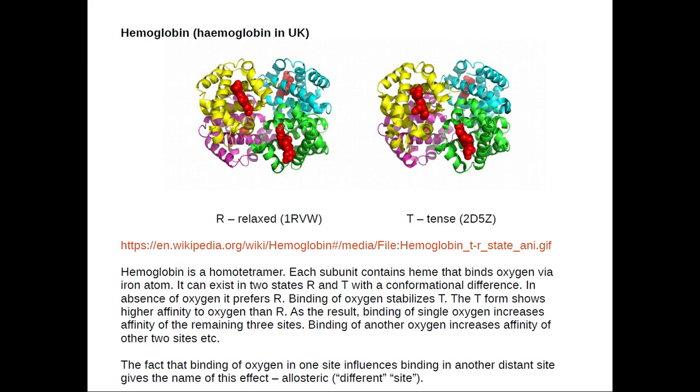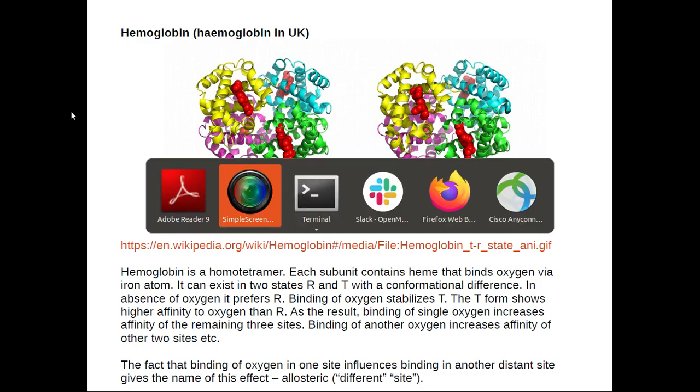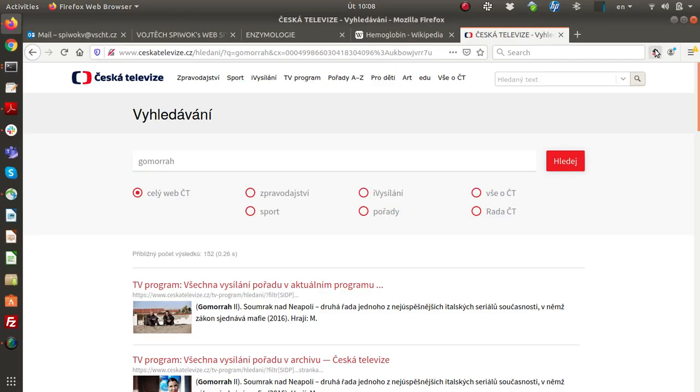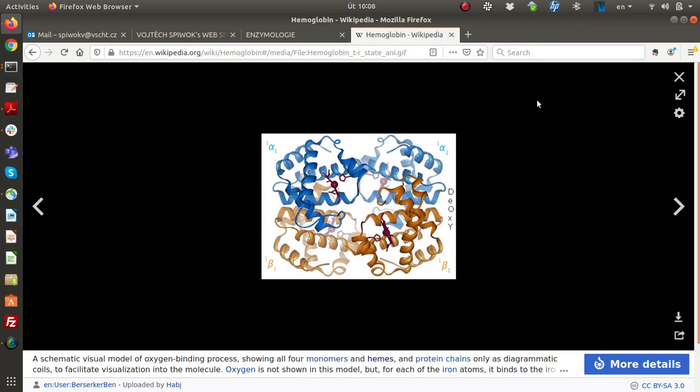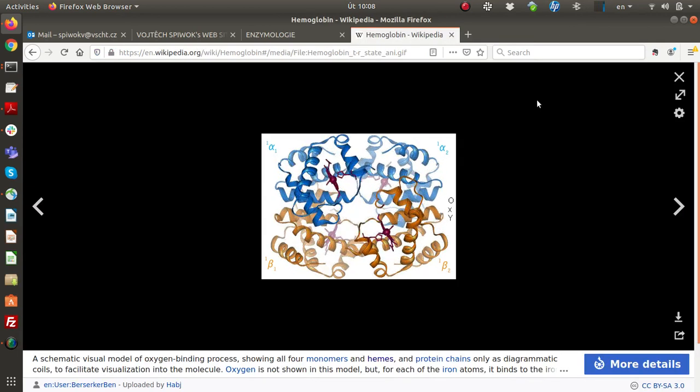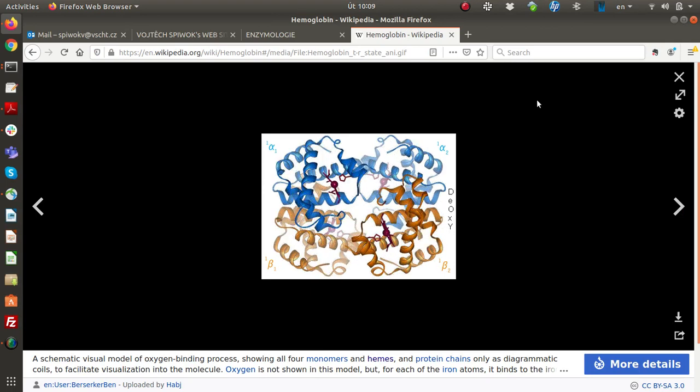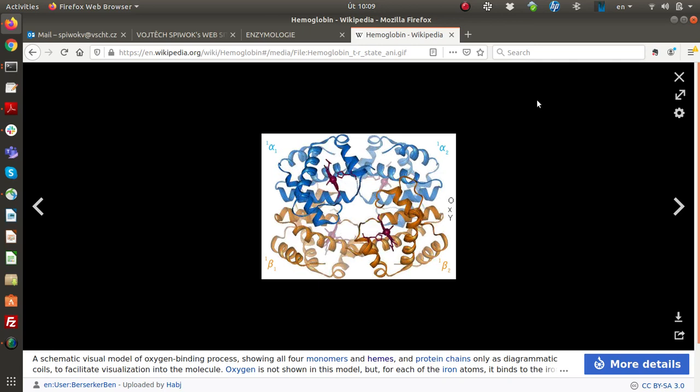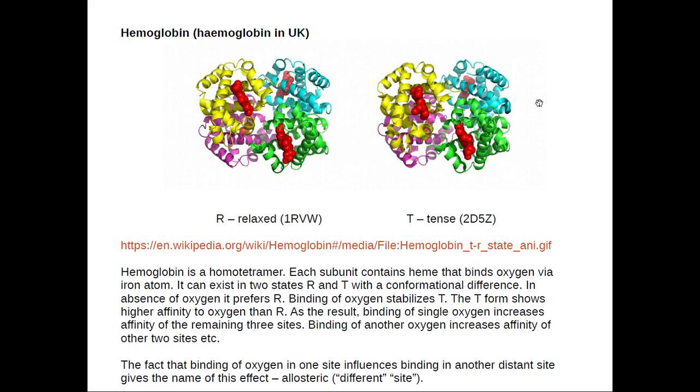So here you can see the structure in two different states. They are called the relaxed state and the tense state. They look pretty similar, but if you switch to this video, maybe I can do it like that. Yeah, here we go. So if you look at the video, there is a visible change in the structure, and this change in the structure is crucial for the function of hemoglobin. So I will explain it in detail.